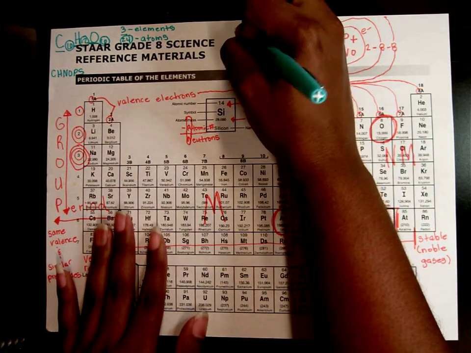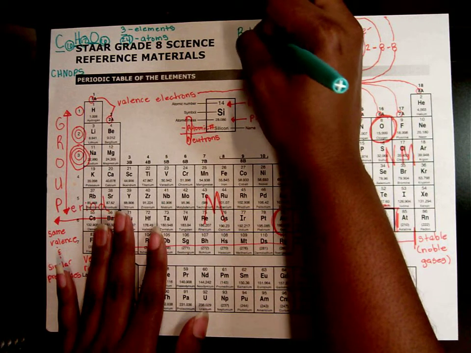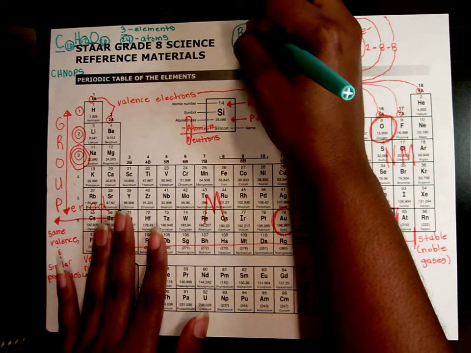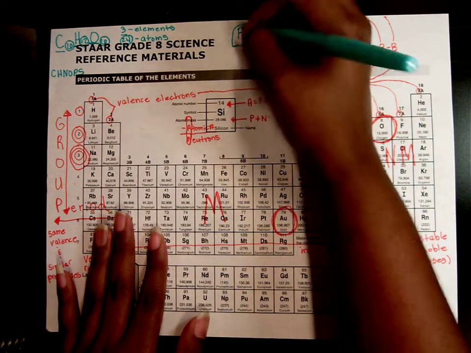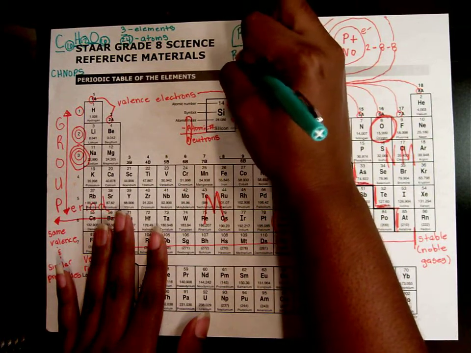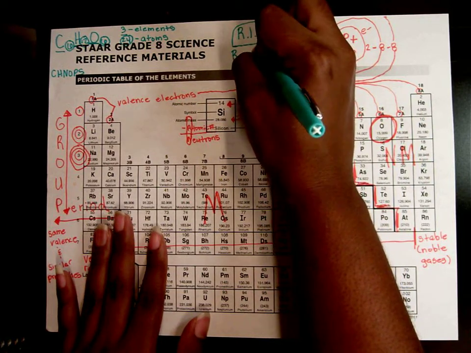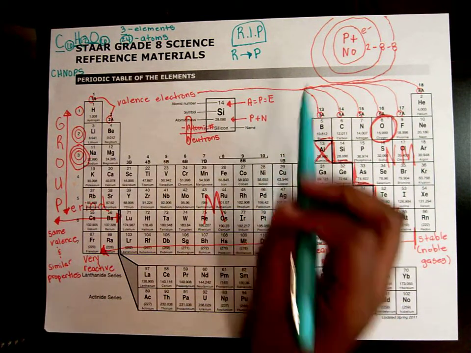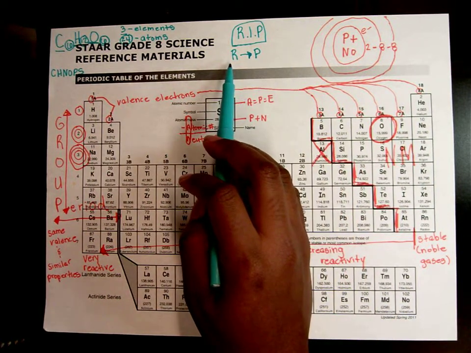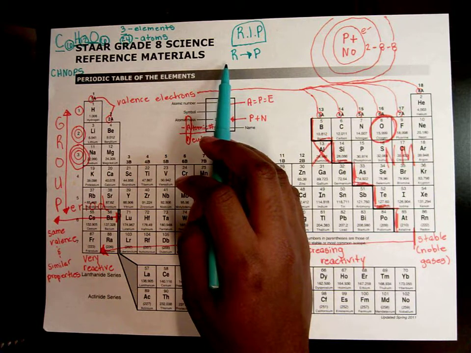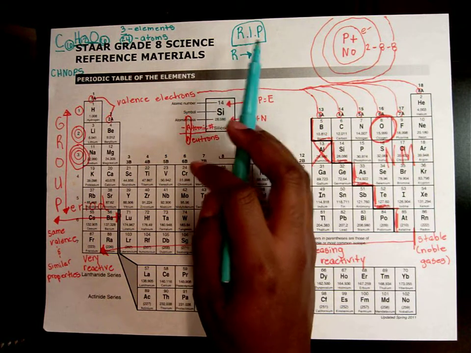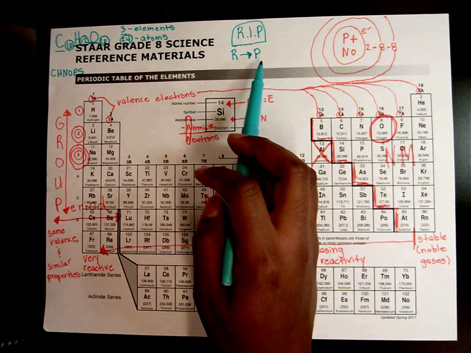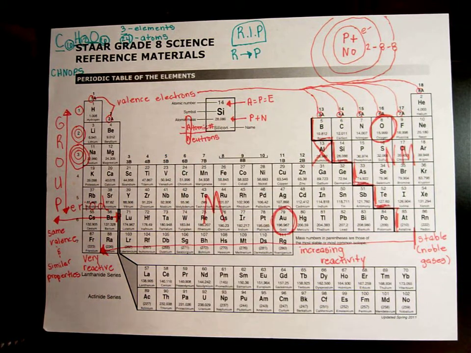Next, RIP. This stands for reactants into products. So when you look at a chemical equation, on the left-hand side of the chemical equation are the reactants. That's what you start with. On the right-hand side of the arrow are the products. That's what you end with. So reactants into products.